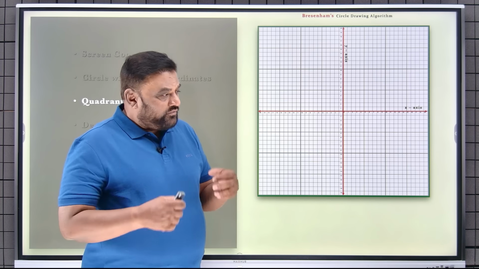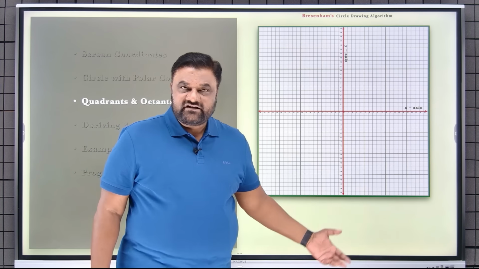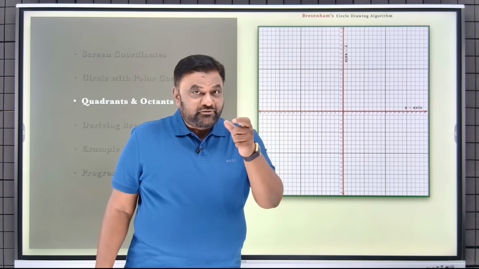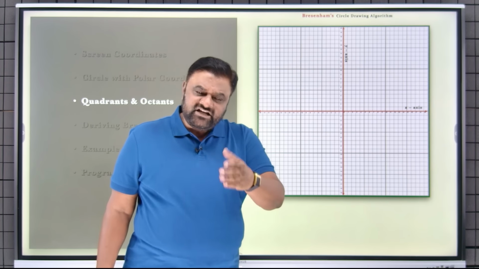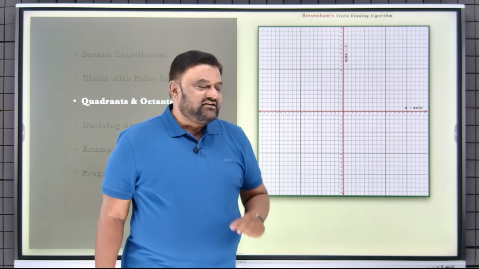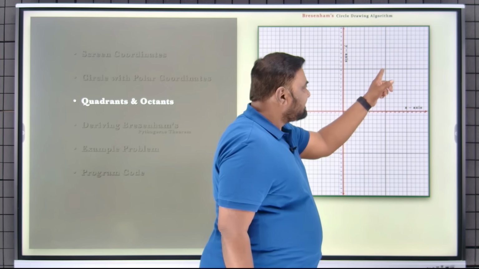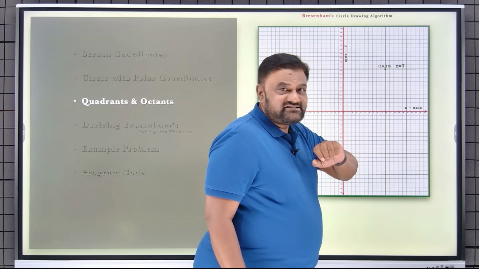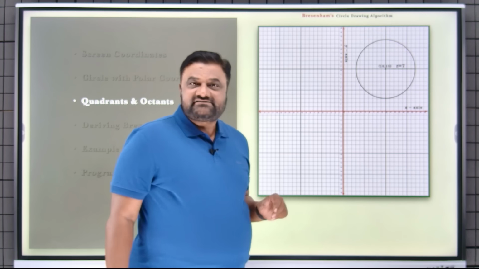Now, first we will see how to draw a circle here on the graph paper in this coordinate system. Then we derive the procedure for Bresenham's algorithm. Then we will see how to draw it on the screen. So let us start. Suppose you want to draw a circle at this point 10, 10 with some radius, let us say 7. So we get a circle like this.